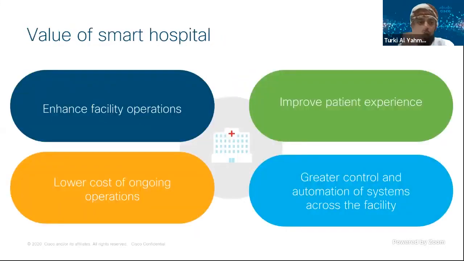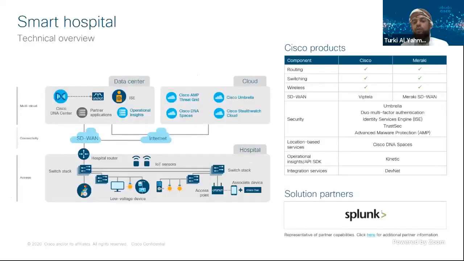I will just give you here some of those values as well. Enhanced facility management, lower cost of ongoing operation, improved patient experience, and greater control and automation of the systems. So four points that maybe summarize why we need to move to a smart hospital story. How does Cisco deal with that?